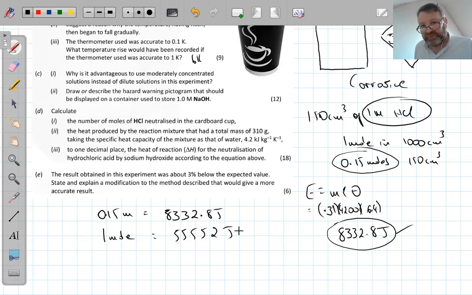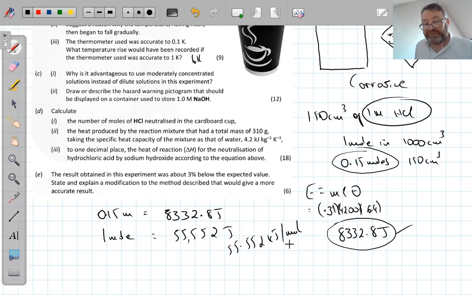Now, what did we expect? We expected 57,000 for the very simple reason that we were using strong acid and strong base. So we expected 57,000. We didn't get it. We're working in a second level laboratory. We're never going to get 57. We'll get close to it, okay? But that's what we got. We got 55.552 kilojoules per mole. That's the answer to part 3.